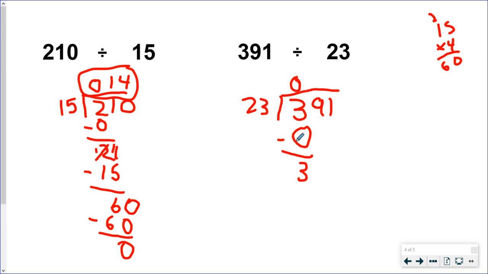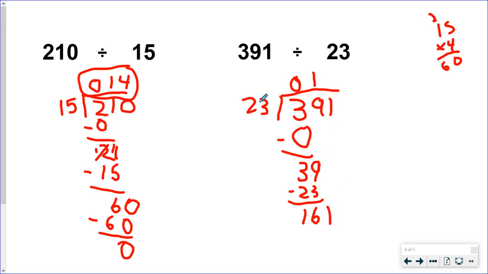So 0 times 23 is 0. Subtract those, we got 3. Bring the 9 down. How many times can 23 go into 39? I think that's just going to be once only, because I think 23 times 2 is 46, which is way too big. So 1 times 23 is 23. So I subtract that. 9 minus 3 is 6. And then 3 minus 2 is 1. And now I'm going to bring this 1 down as well.